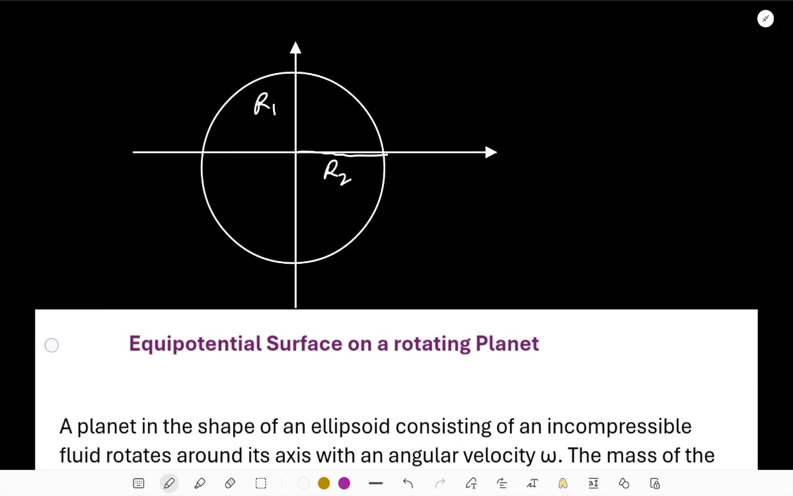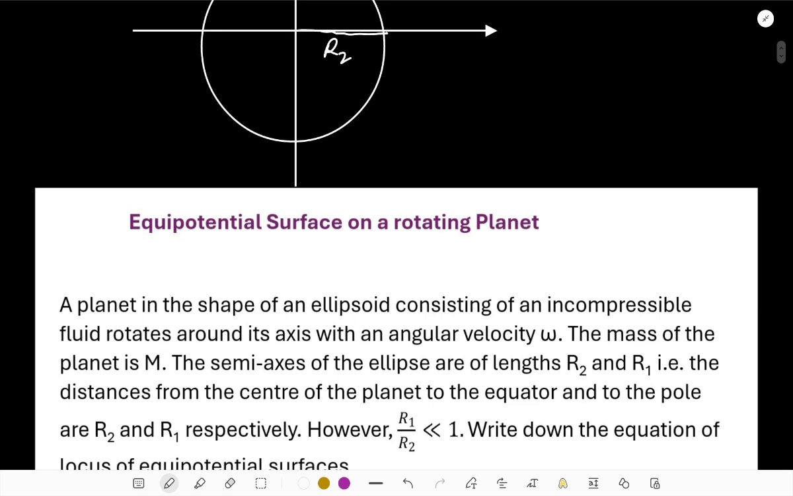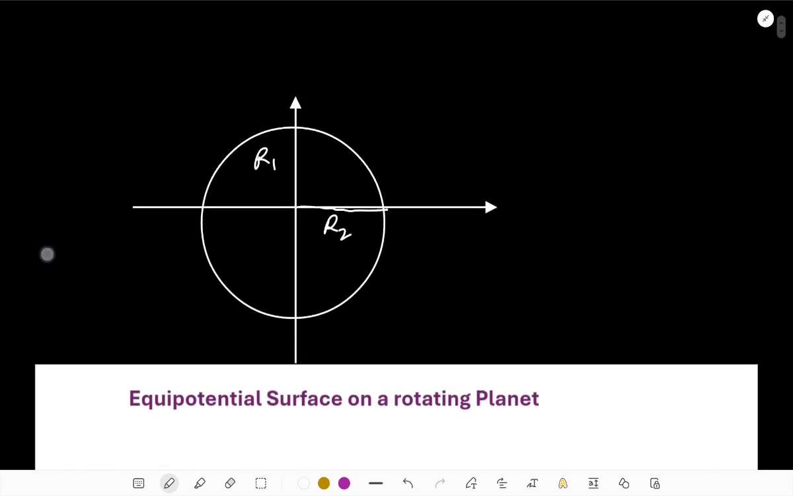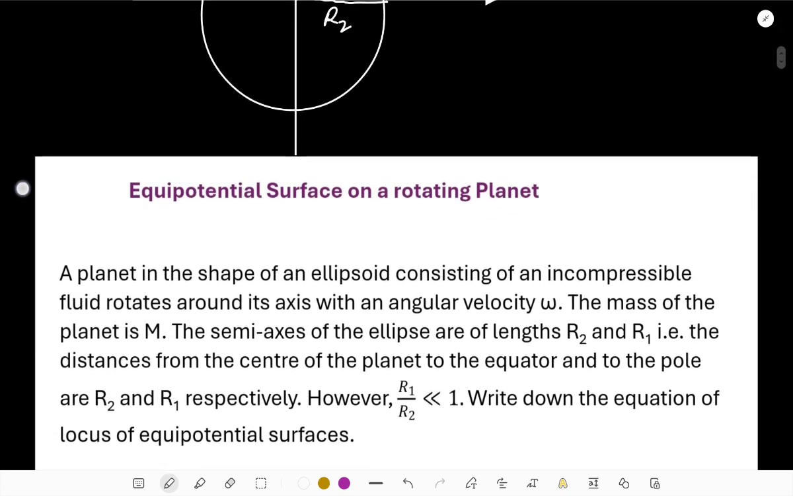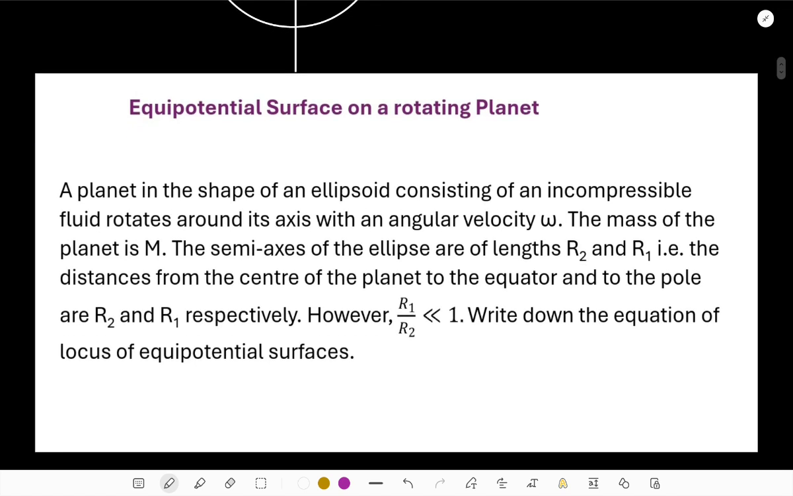And the planet is also rotating around its axis. So I will take this axis as the axis of rotation, and I have put an angular velocity there. That means it is rotating with a constant angular velocity omega about this axis. I'm going to read the statement of the problem again: the mass of the planet is capital M, the semi-axes I mentioned, and write down the equation of locus of equipotential surface.